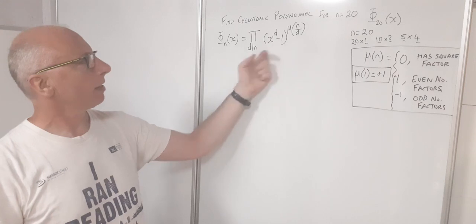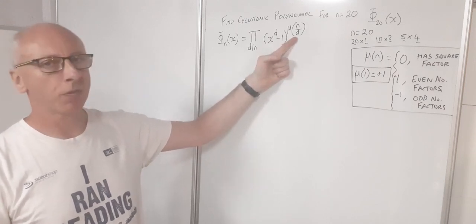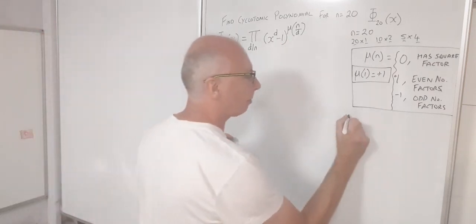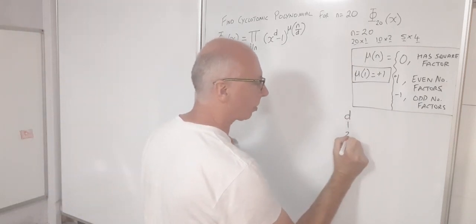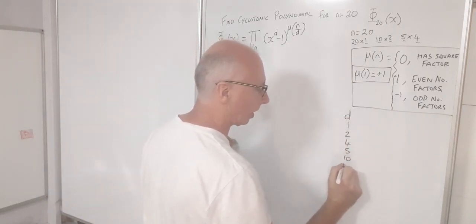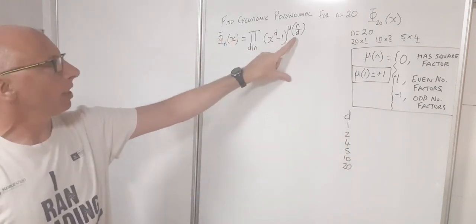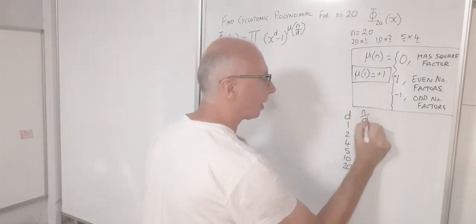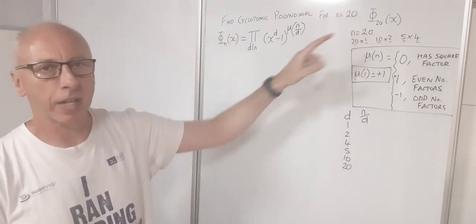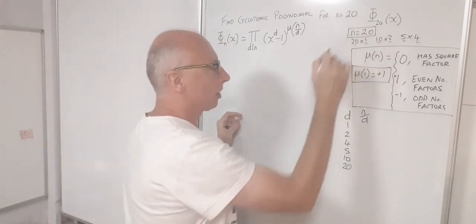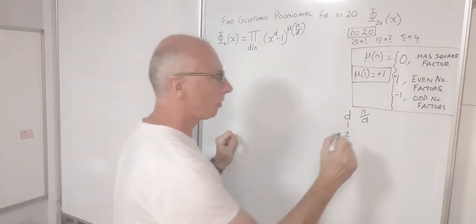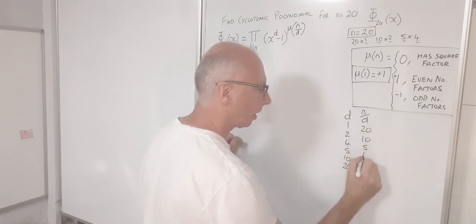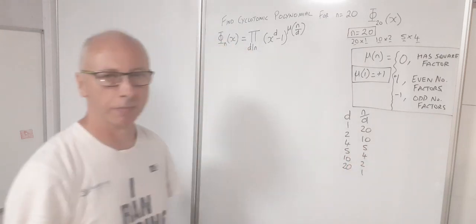So let's work out what we need for the Möbius function here with n divided by these divisors. If I list the divisors, I've got 1, 2, 4, 5, 10 and 20. I'm interested in this value here, n divided by d. In each case, n is 20, that's the bit we need to remember. So 20 divided by 1 is 20, 20 divided by 2 gives me 10, 20 divided by 4 gives 5, then 4, then 2 and 1.